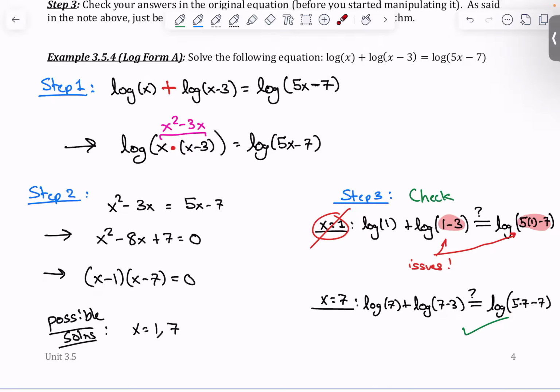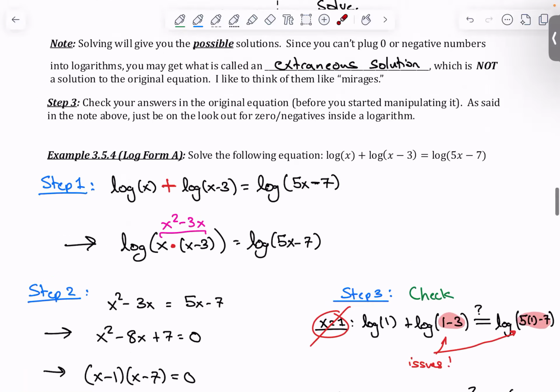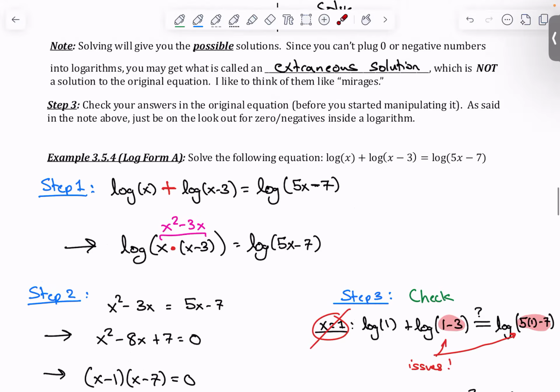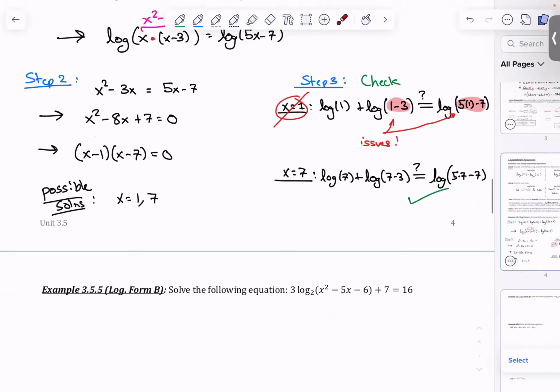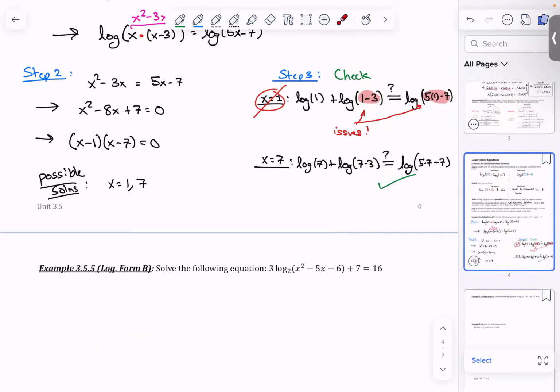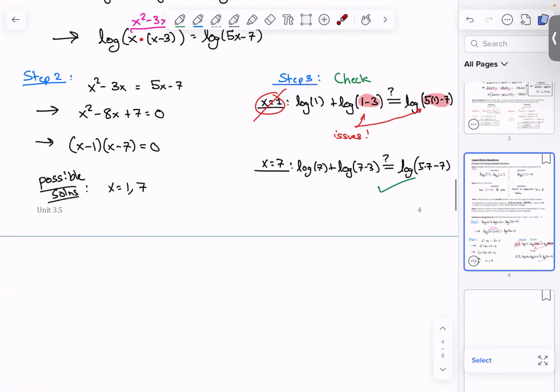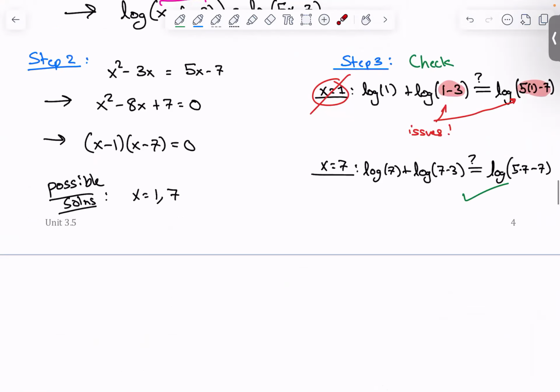Now, why does that happen? Why is it that 1 doesn't work, despite it being a solution that we saw from step 2? Well, it's because when you combine logarithms, you change their domain, which is kind of interesting. Case in point. I'm going to add in a page just for a second so you can see it. You don't need to worry about it too much. You don't need to draw this. It's just for us.